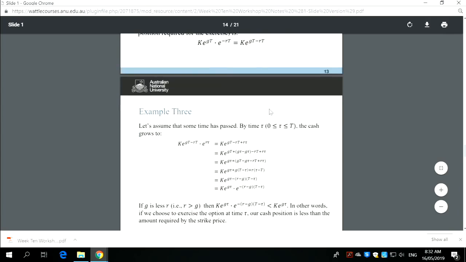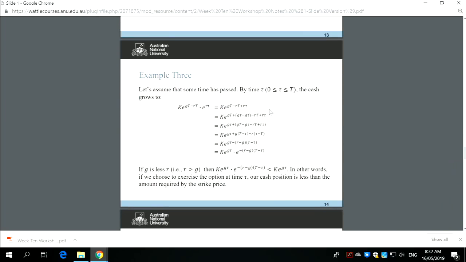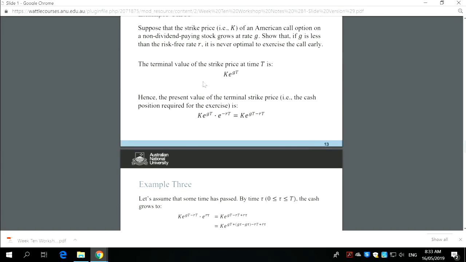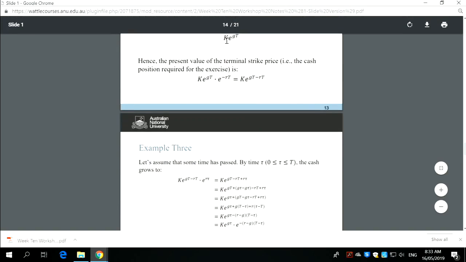So let me say this again. Because I try to prove that it's not optimal to exercise this American call early, what I try to demonstrate is that the money I put in the bank account is not sufficient for me to pay the strike price at the point of tau, right? We know that at the point of tau, our strike price would simply look like K times e to the g tau, right? So that's how much the strike price has grown to.